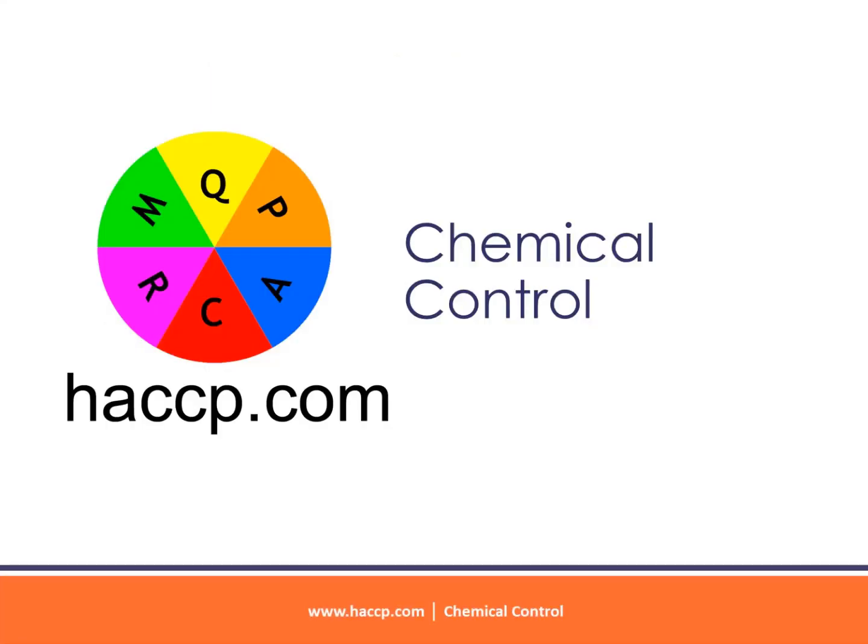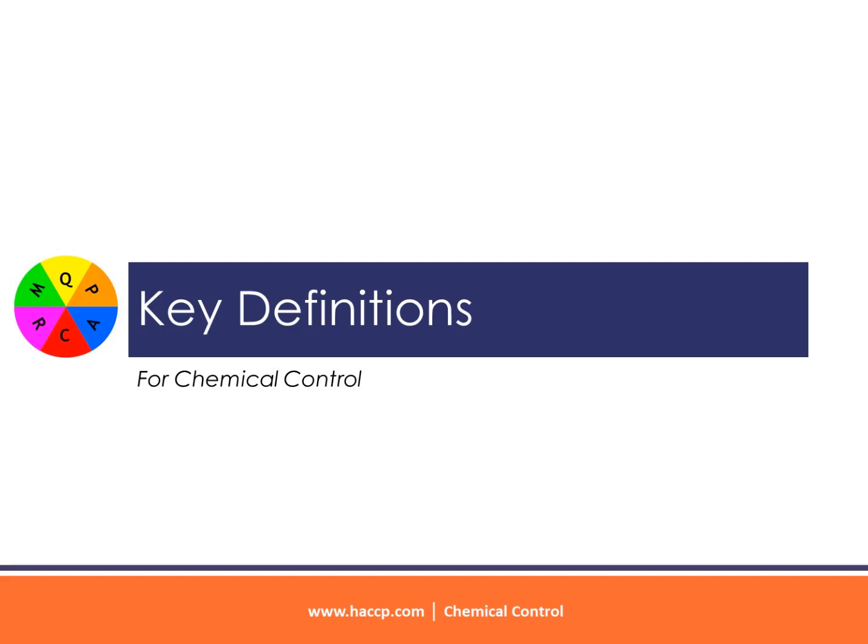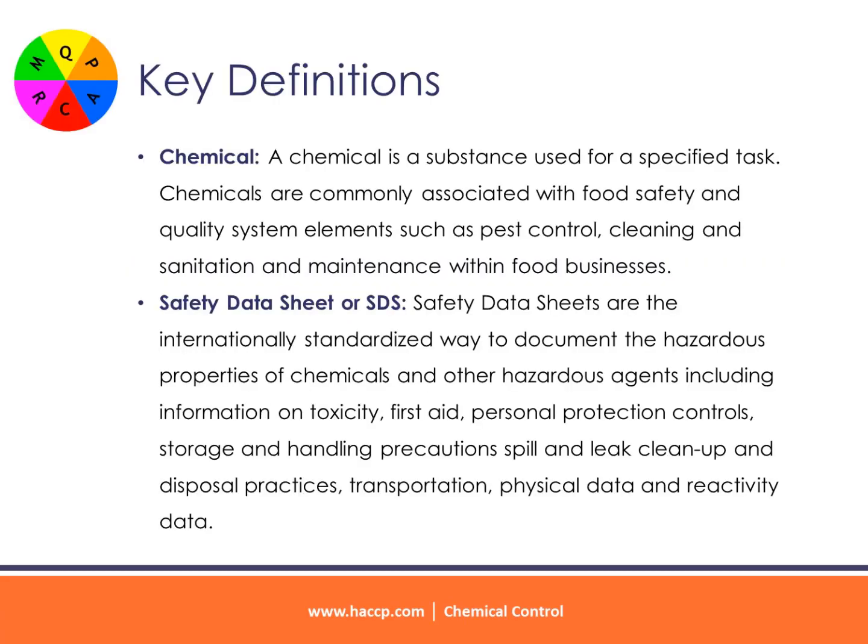Chemical control. Key definitions for chemical control. Chemical. A chemical is a substance used for a specified task. Chemicals are commonly associated with food safety and quality system elements such as pest control, cleaning and sanitation and maintenance within food businesses.